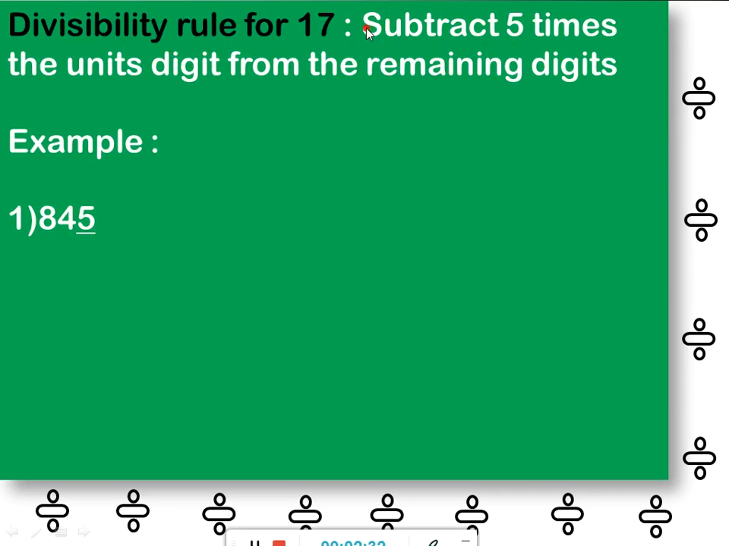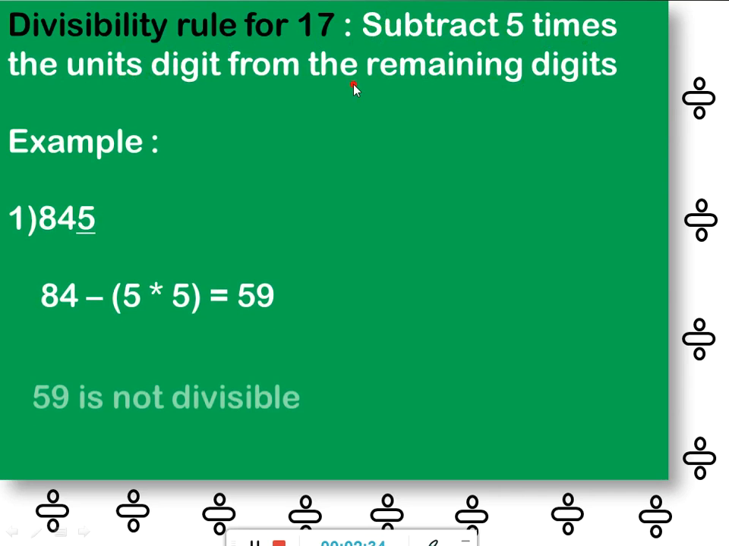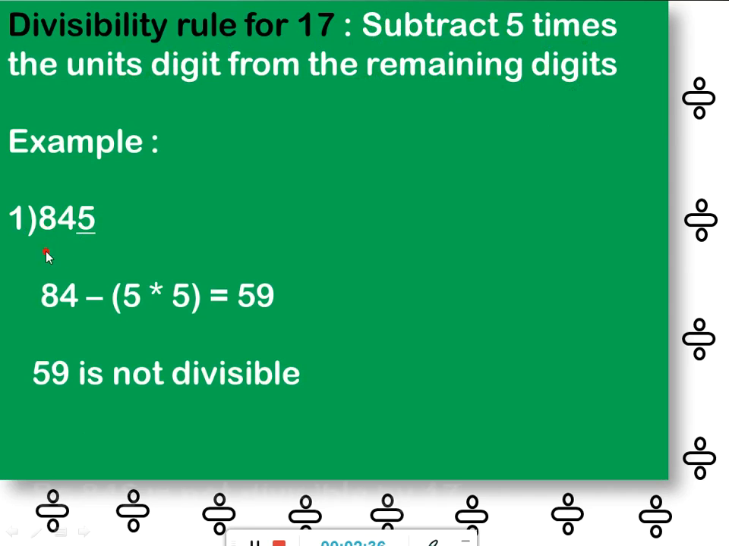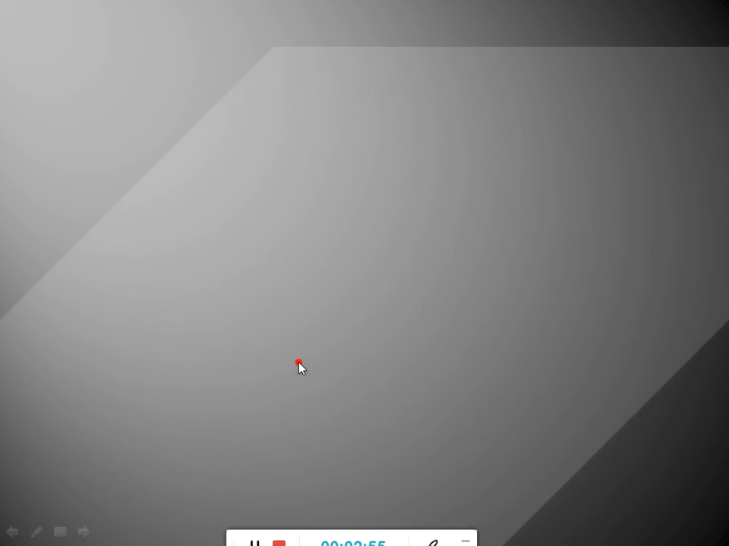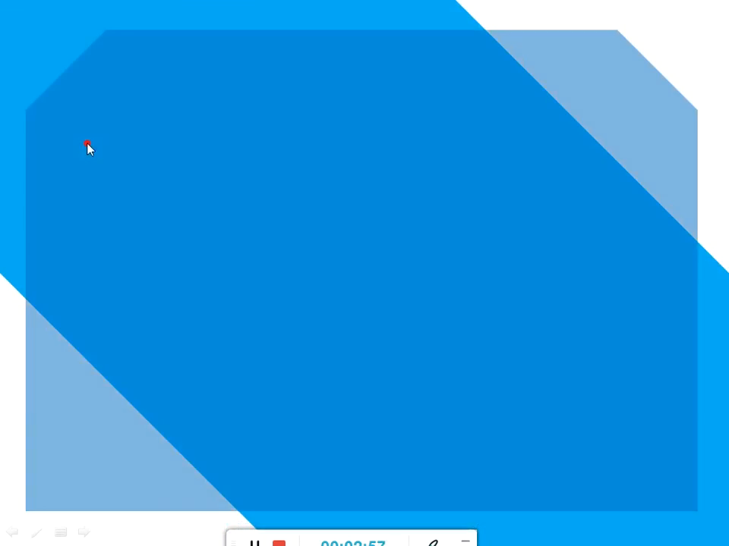It's quite similar, but you have to subtract 5 times the unit digit from the remaining digits. So I have my example over here, 845. I am taking my units digit, which is 5 in this case, and multiplying that with 5, which is 25, and I have to subtract it from the remaining digits. So 84 minus 25 is nothing but 59, and 59 is not divisible by 17. So 845 is not divisible by 17. So let's see the proof for that.